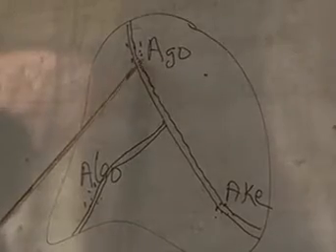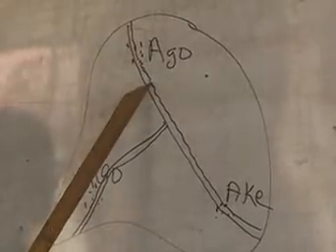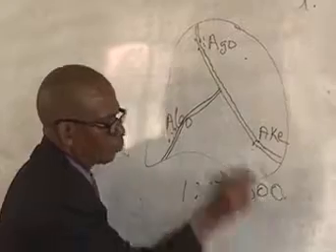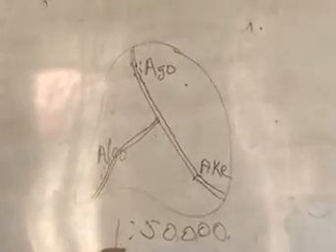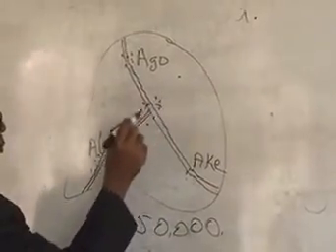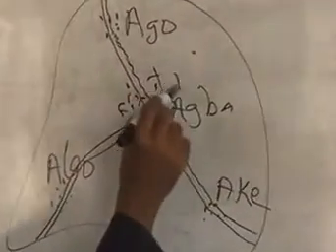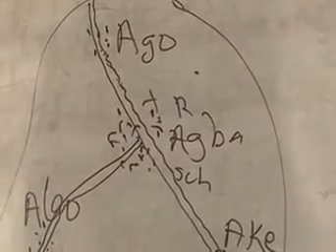Now we calculate the distance from Ago to Ake, and we assume that the way we put our thread, it measures 20 centimeters. And the scale of this map is 1 to 50,000. The major town here is Agba. Therefore, this map is Agba district.